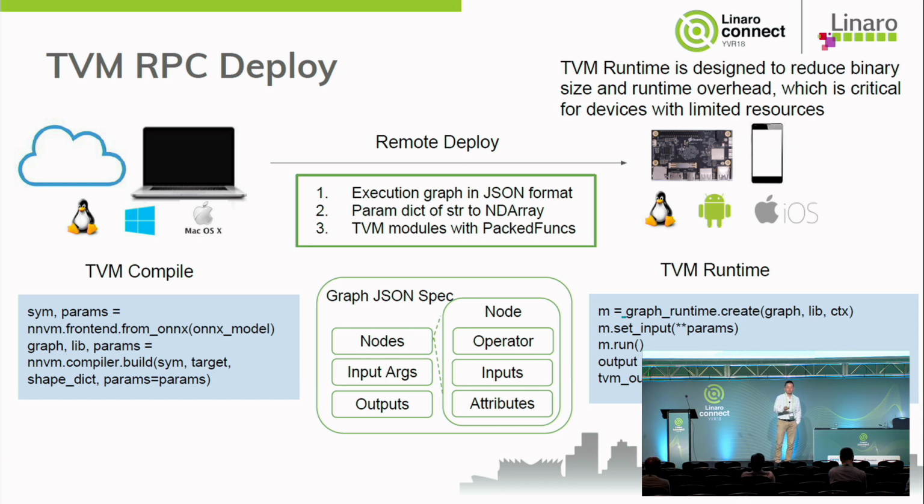So I think the TVM runtime is good at that, to reduce some binary size and reduce some runtime overhead for the graph model conversion, such kinds of things, right? I think it is very critical for devices with limited resources.